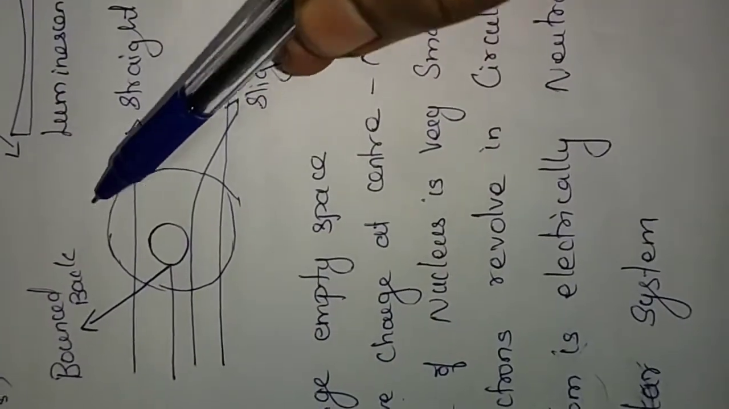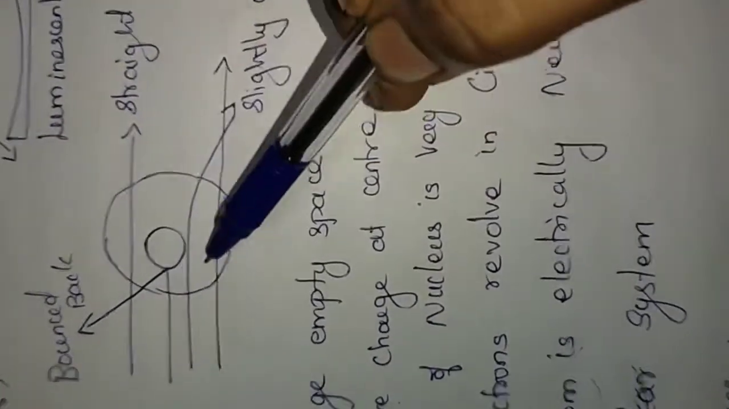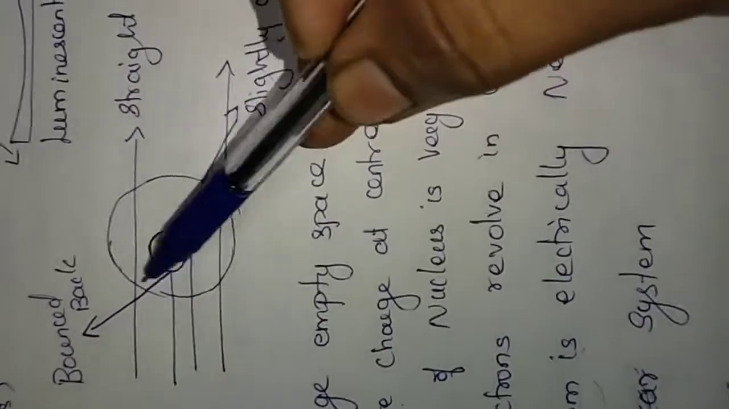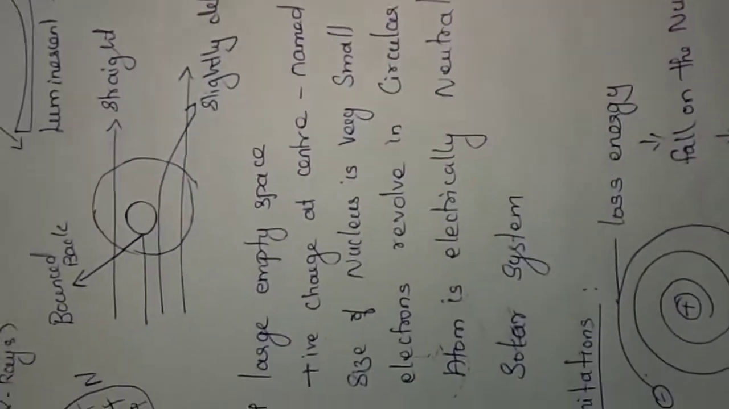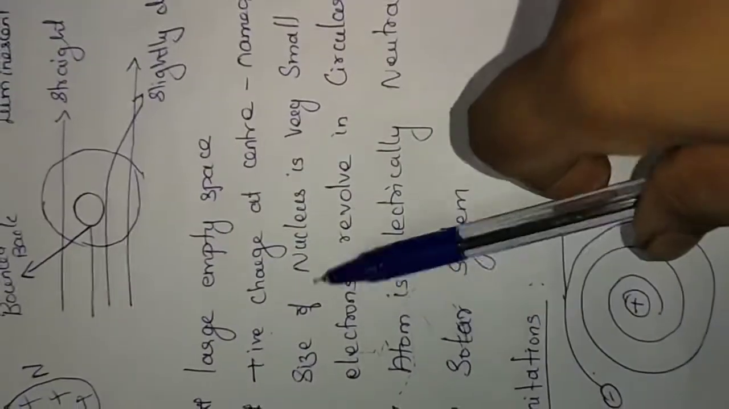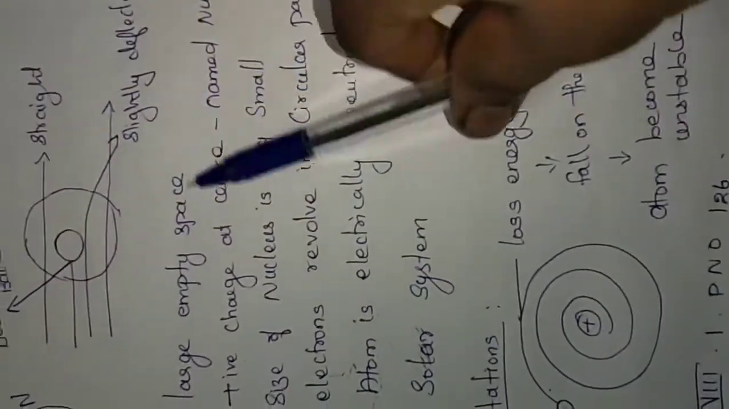Okay, so this is the atom. This is the nucleus and this is the circular path. The outer round circular path is called what? Orbit. So he said that electrons revolve in a circular path.